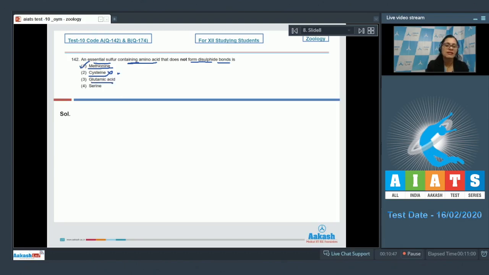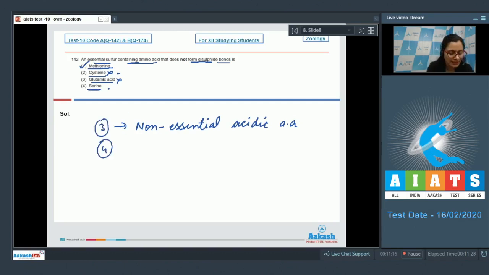The next option is glutamic acid, and this is an incorrect option because glutamic acid is a non-essential acidic amino acid. Whereas option number 4, serine, is an incorrect option because serine is an alcoholic amino acid. So the correct answer to this question is option number 1. Let's move on to the next question.